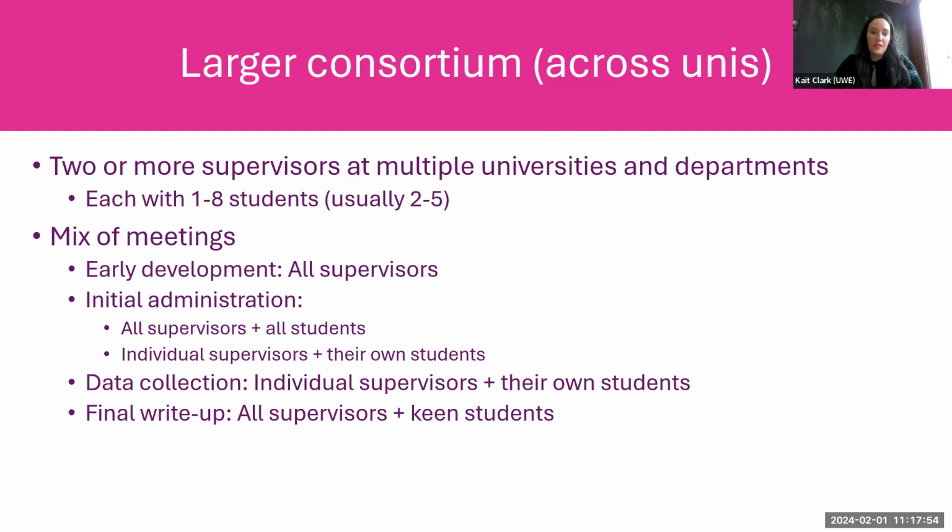So with these larger consortium projects, this would typically involve a mix of meetings. The early development stages would be all the supervisors, everybody having a Zoom meeting to decide what is our research question, how are we going to approach this, what are the basics that we're going to do. And then we'll have the initial administration, so developing the materials, the pre-registration and so forth. That can be all of us with all of our students. Then we might have some individual meetings with our own students to work on their internal ethics, for example.